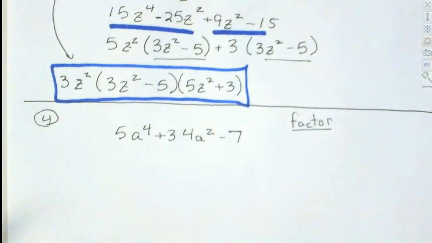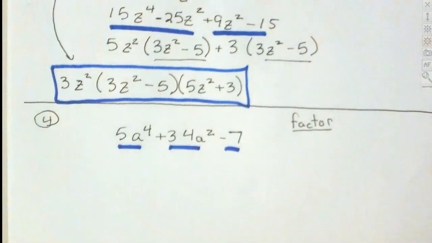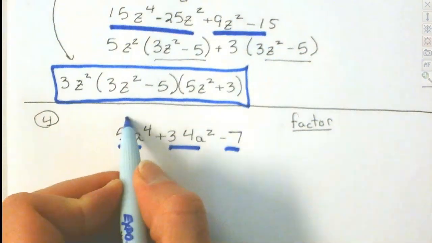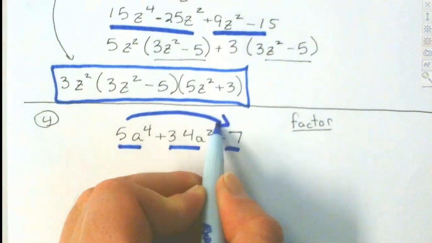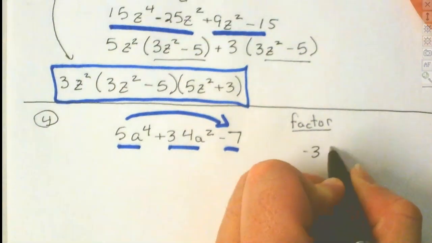Now, how many terms does this have? 1, 2, 3 terms. For 3 terms, what do we do? We take the first times the last, and then we split up the middle. So this is how we would factor it. All I want you to do is just tell me how you're factoring it. So first times the last is a negative 35.